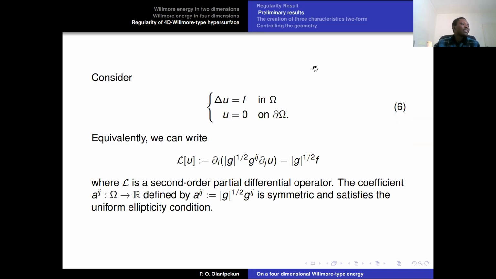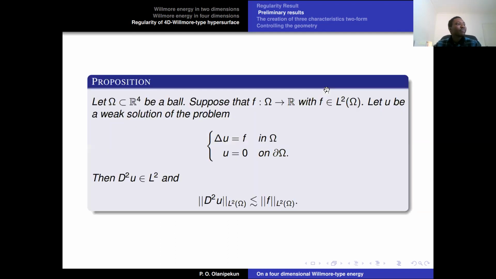And then we apply that. So first of all, we consider just a prototype of our problem. So we consider equations of this form. We can write this as this, where L is just a second order partial differential operator with coefficients defined this way. Of course, this is symmetric and it also satisfies the uniform ellipticity conditions.